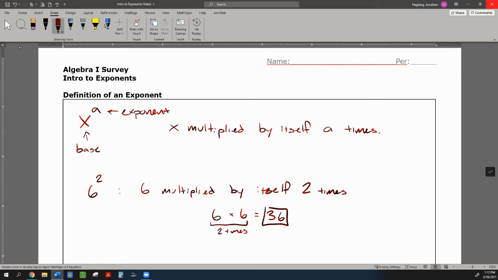There's a couple special exponents. We just call them special names. So anything to the second power is squared, and anything to the third power is cubed. Let's try a few examples.